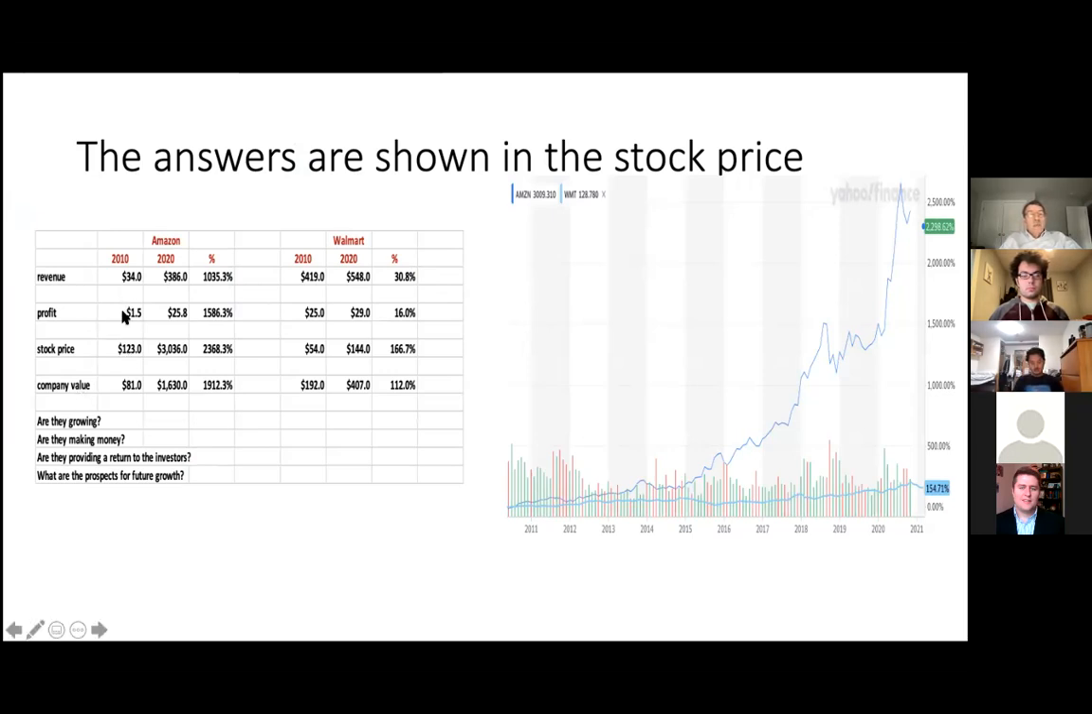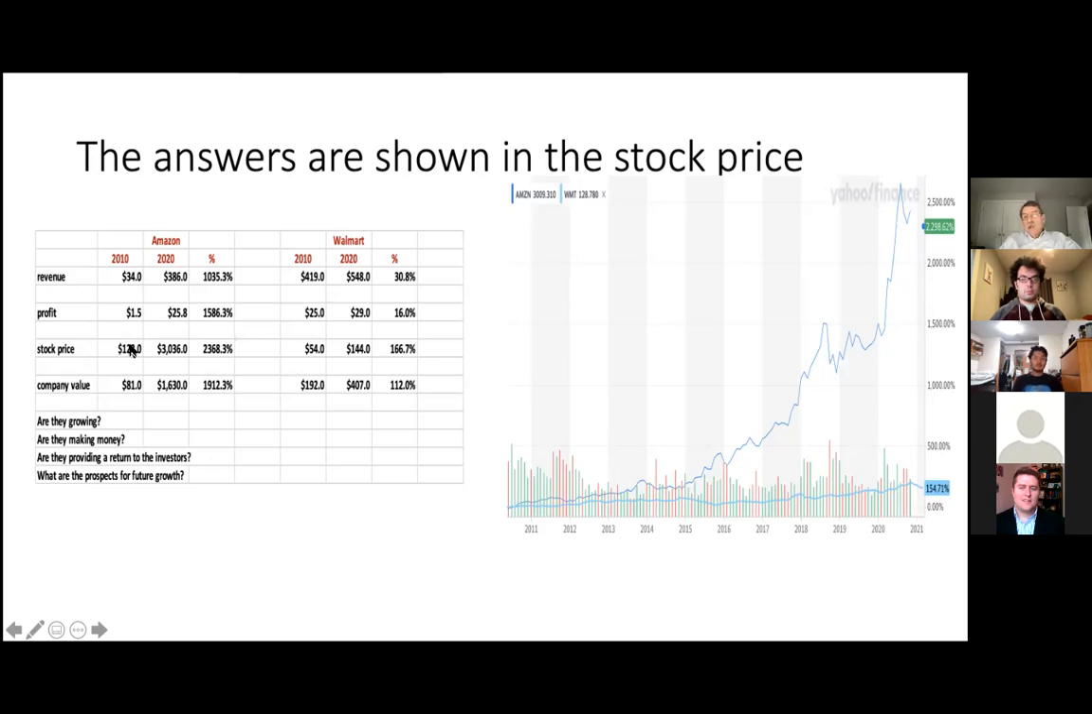Are they making money? Well, in 2010, Amazon made $1.5 million, so basically nothing. In 2020, they made $25 billion. So their profit went up 1,586%, versus Walmart, which went from $25 billion to $29 billion over that period of time, only 16% growth.